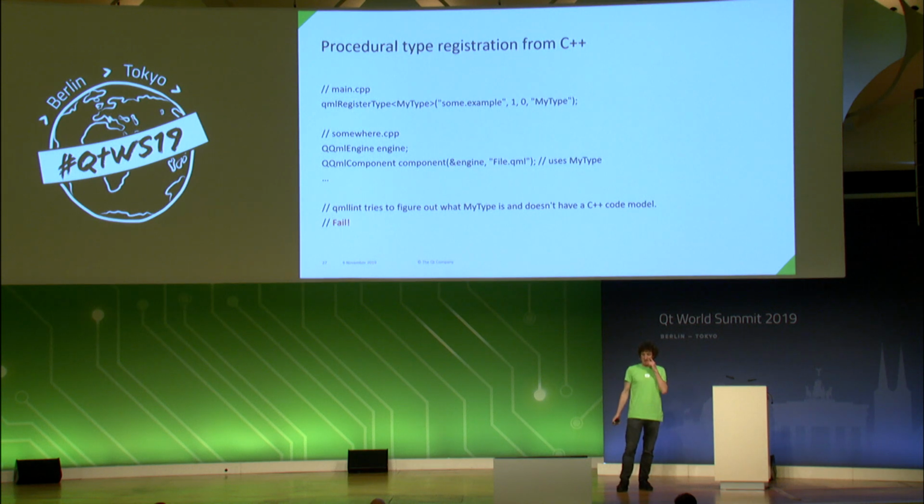So say you want to do the same thing with qmllint. You run qmllint over your code that uses my type, and your qmlRegisterType call is somewhere in your main CPP. What does qmllint do?